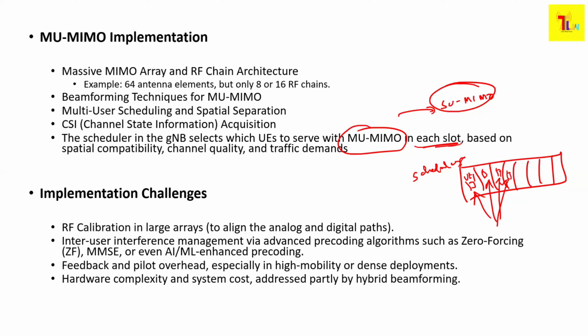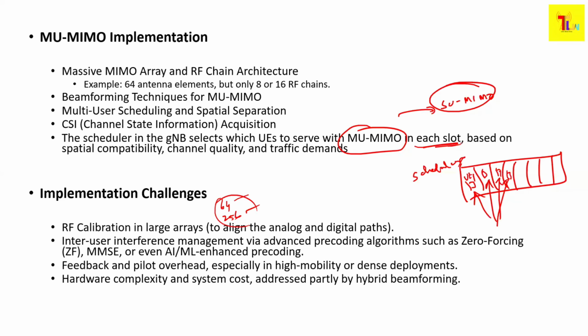And what are the challenges? Okay, so the challenges are many for multi-user MIMO, right? So RF calibration is required in order to process multiple arrays, right? Like we discussed, 64 antenna elements, 256 antenna elements, right? So you need to have RF calibration done for all these antenna elements in order to support this beamforming.